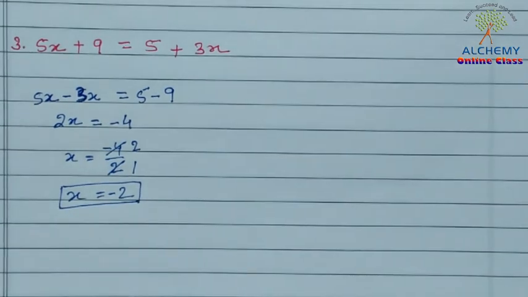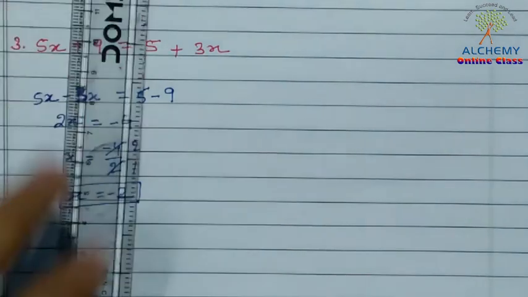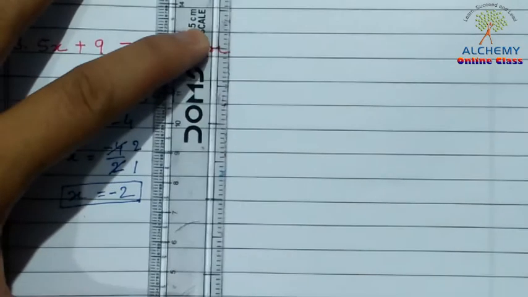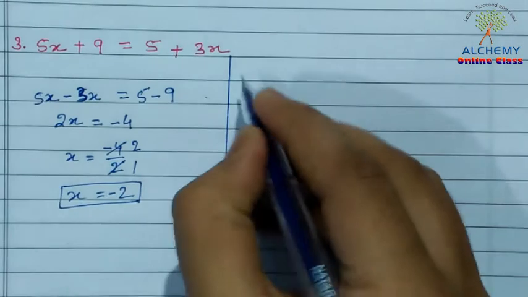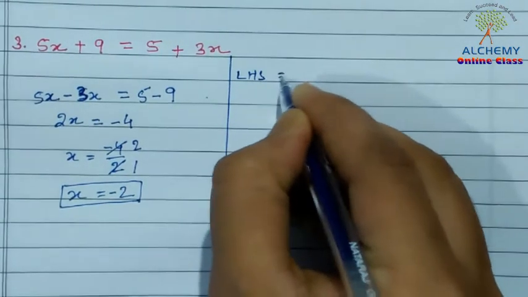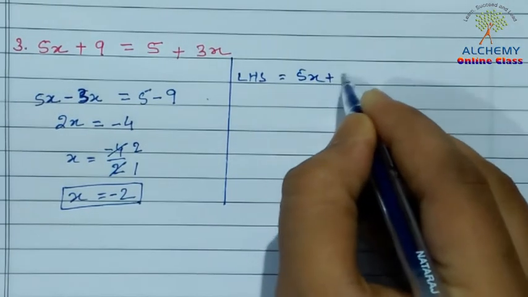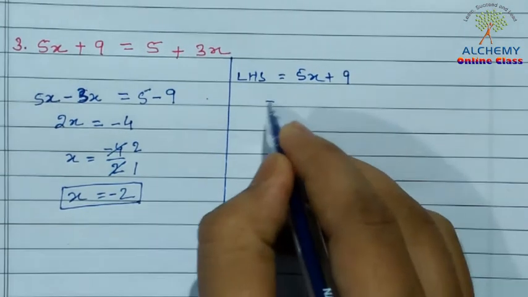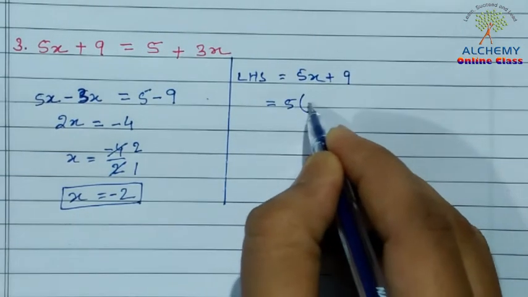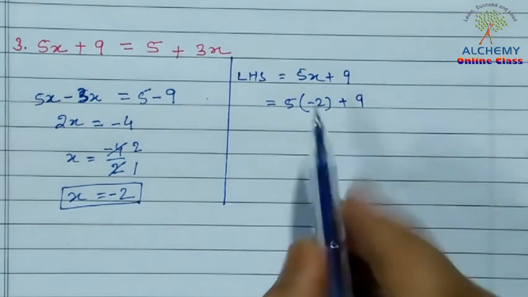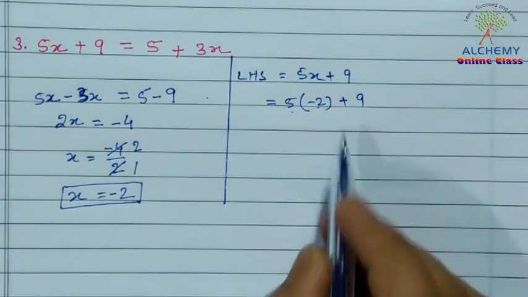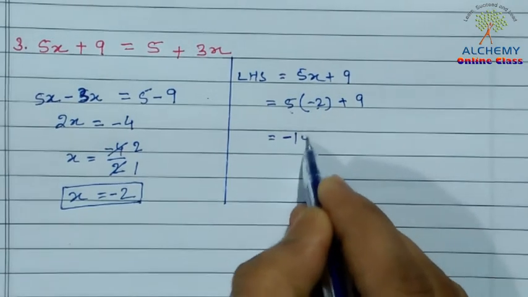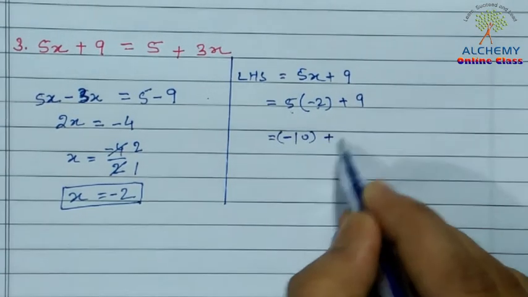We have to check our solution. Okay, so as I told you, when we are going to check our solution, we can find the value of left hand side and the value of right hand side. Let's see. Left hand side, that is 5x plus 9. Put the value of x, 5 minus 2 plus 9. This is multiplication. Minus 2 is multiplied by 5. So we get here minus 10 and this is plus 9.